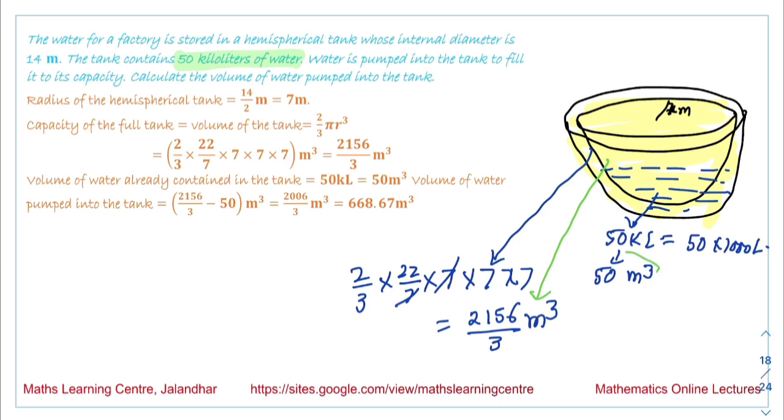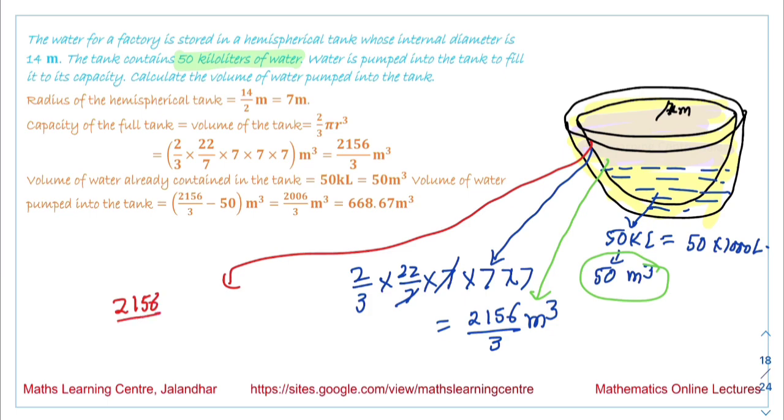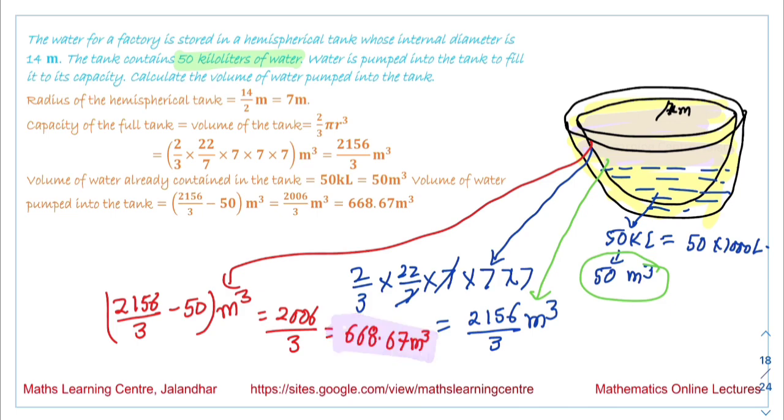The water that is already present in it is 50 meter cube. So how much more water is required means how much more water we need to fill. We want to find this, so that will be 2156 by 3 minus 50 meter cube, and the answer comes out to be 2006 by 3, that is equal to 668.67 meter cube. So this is the amount of water that needs to be pumped into this tank to fill it completely.